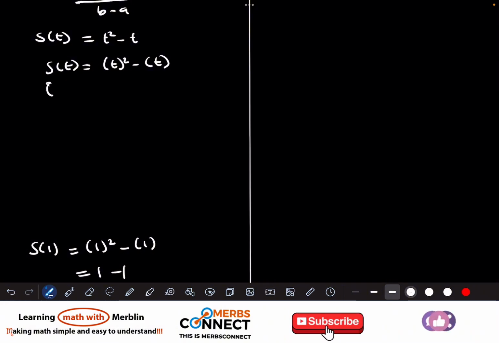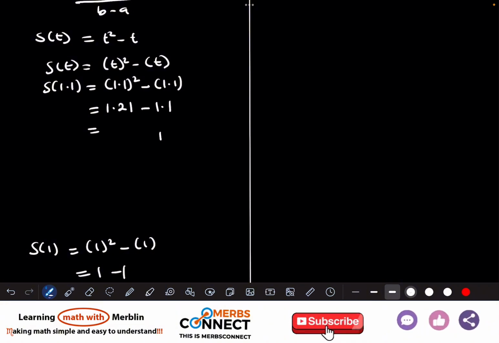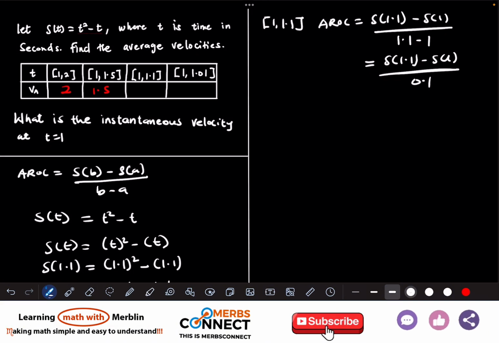So the same thing, 1.1. So 1.1 squared minus 1.1. What is 1.1 squared? 1.21 minus 1.1, and 1.21, then 1.10. This one is subtract, I'll get 110. So this one 0.11. So let's go and put it inside.